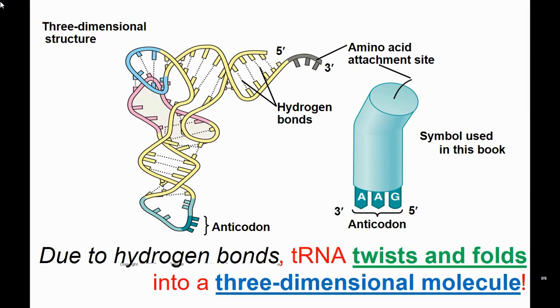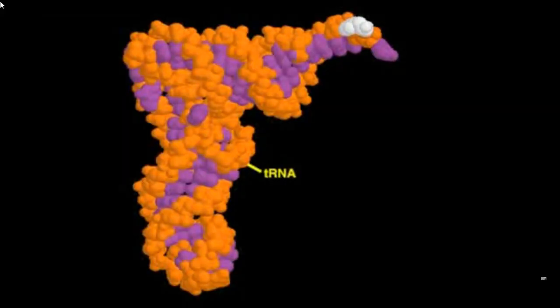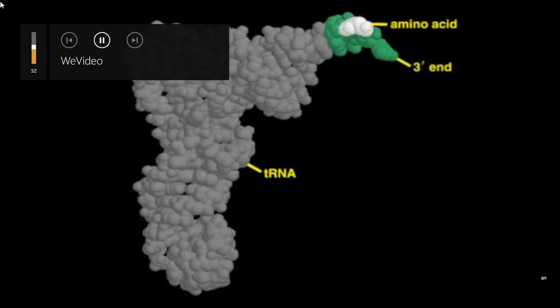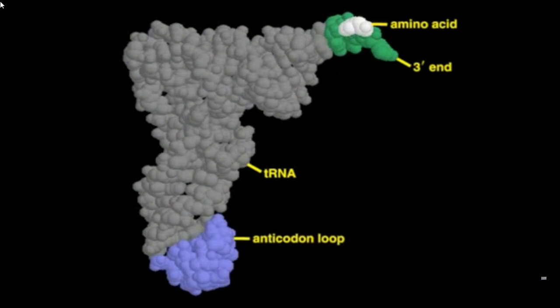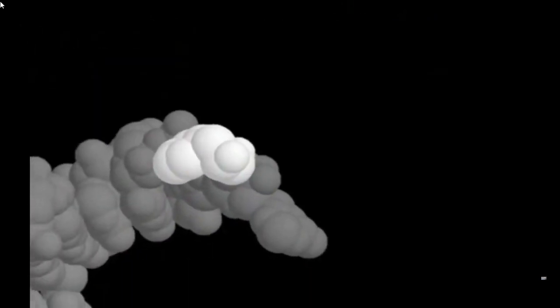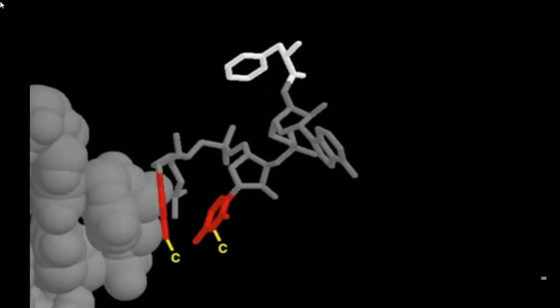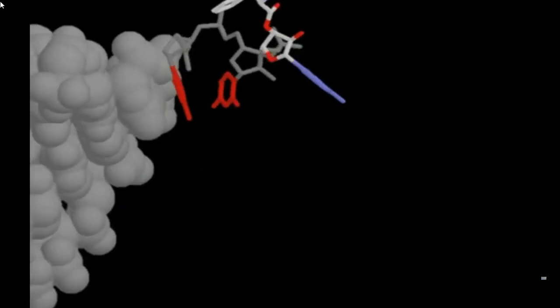Due to hydrogen bonds, the tRNA twists and folds into a three-dimensional molecule. All tRNAs have a characteristic L shape, with an amino acid attached to the 3' end at the tip of the shorter arm. The anticodon loop is positioned at the opposing end of the molecule and contains the anticodon base triplet. The amino acid, a phenylalanine in this case, is covalently attached to a conserved sequence, CCA, that is common to the 3' terminus of all tRNAs.